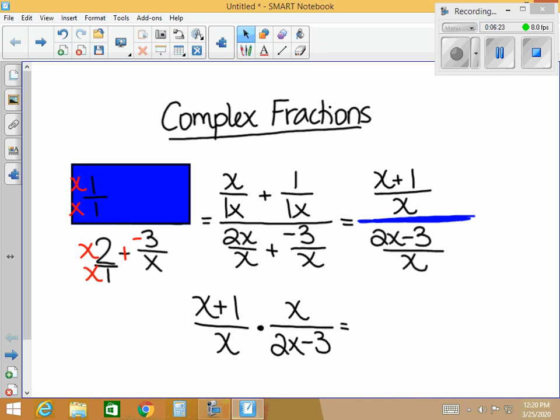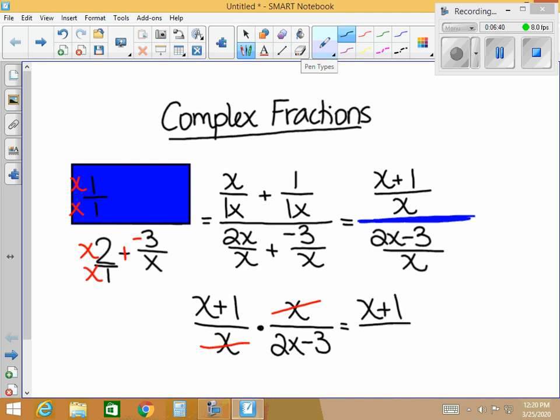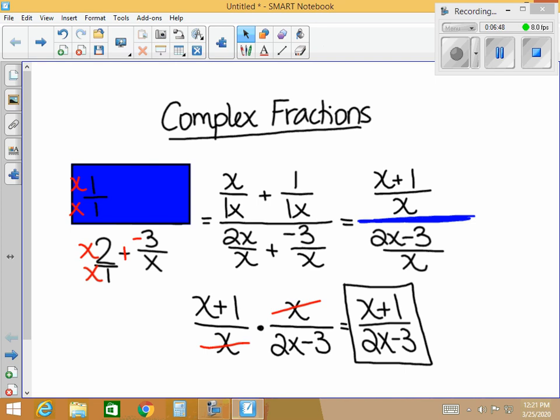So when I flip that second fraction over and I turn it into a multiplication sign, then I can look and say, well, x divided by x goes away. Hopefully everything's factored for us in this step, which means it just comes down to the reducing step. So x's are gone. x plus 1 over 2x minus 3 is what's left.